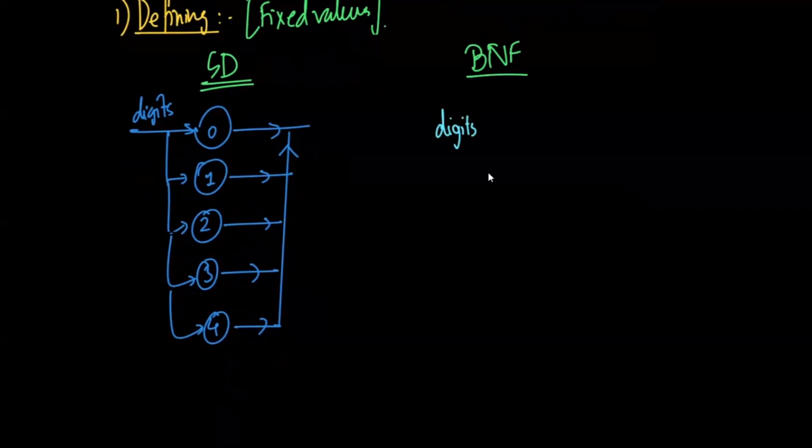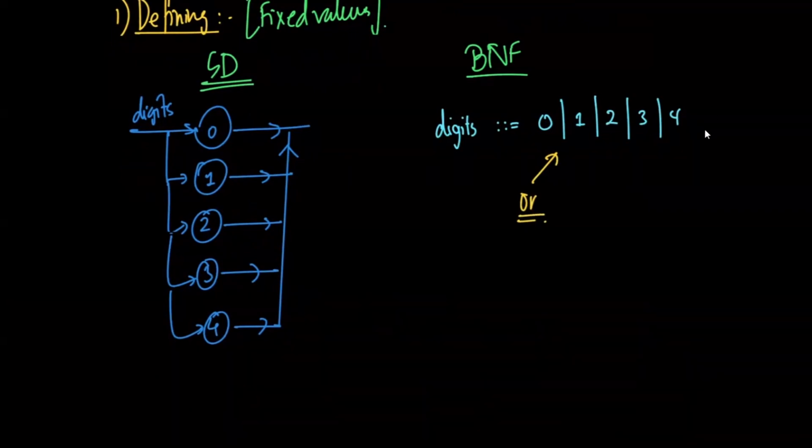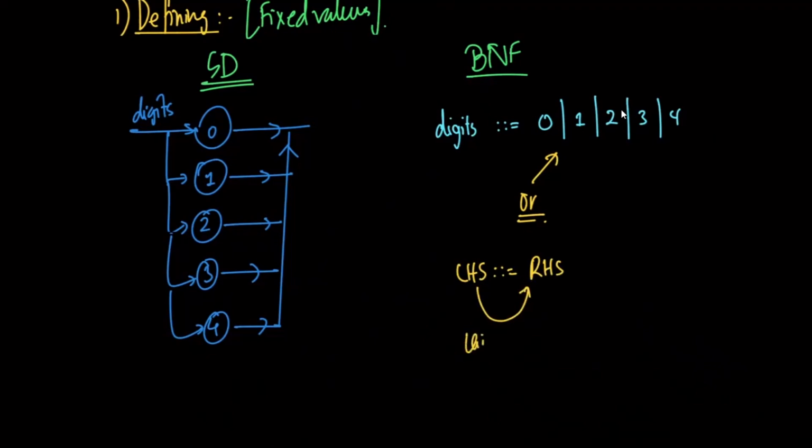Digits, then we define it using two colons and an equals sign, then 0, 1, 2, 3, 4. The bars that you're seeing here represent the OR category. That means it can be 0, or 1, or 2, or 3, or 4. Any one of them will work. This defines the set of rules. Basically, left-hand side ::= right-hand side.